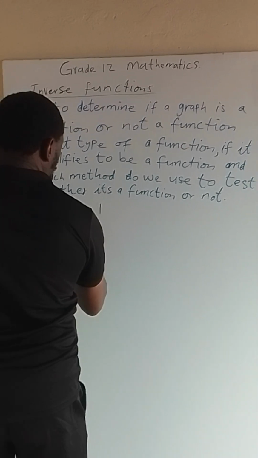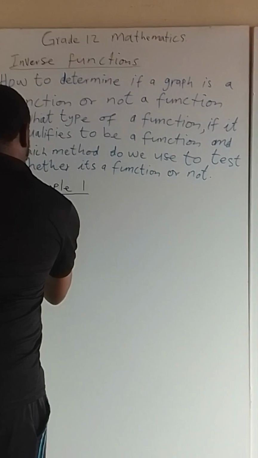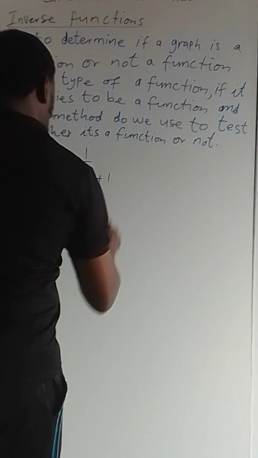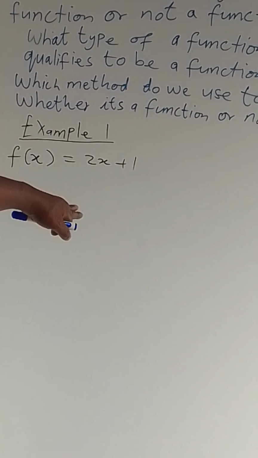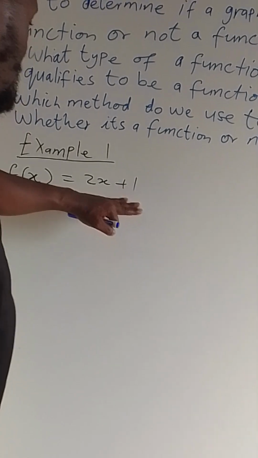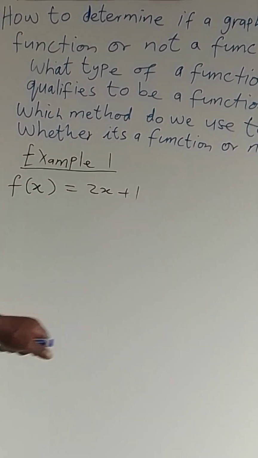We can call it example 1. We have f(x) equals 2x plus 1. Now this is what you are given as a function. They want you to determine if the graph of this function is a function or not.